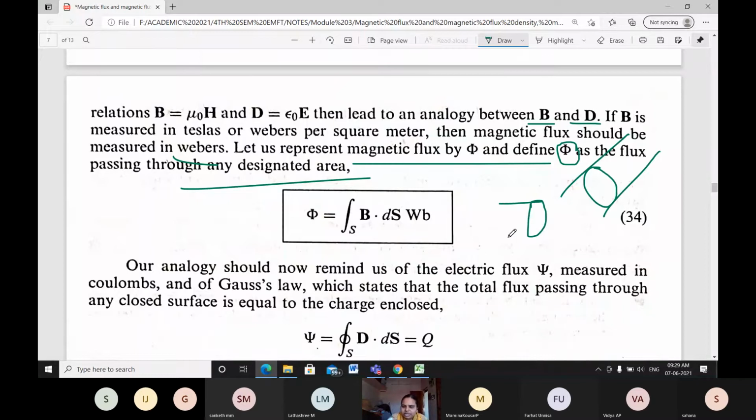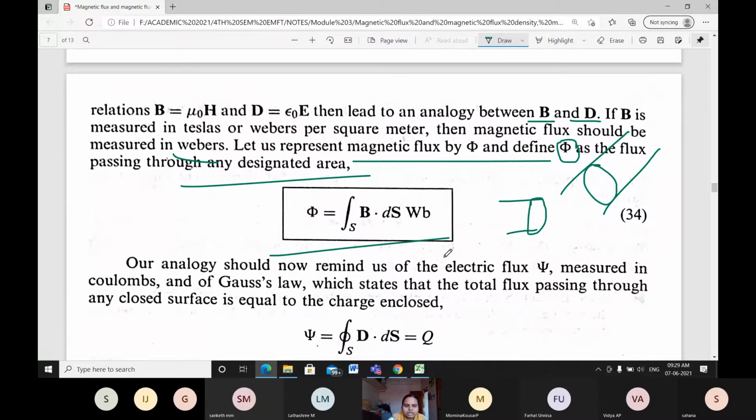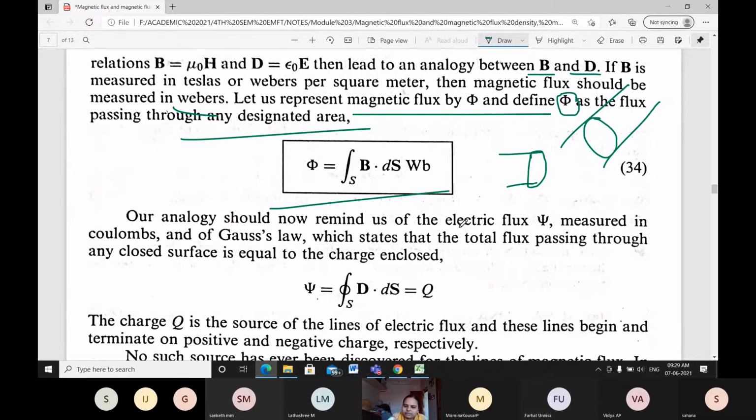Path so that I can pass the current, and I'll be waiting of my magnetic field intensity due to the current. Based on that surface, the equation is going to be Phi equals the integration over that surface of B dot dS, in terms of Webers. Remember this equation. Then our electric flux, this is one more notation, that is Psi, measured in coulombs.